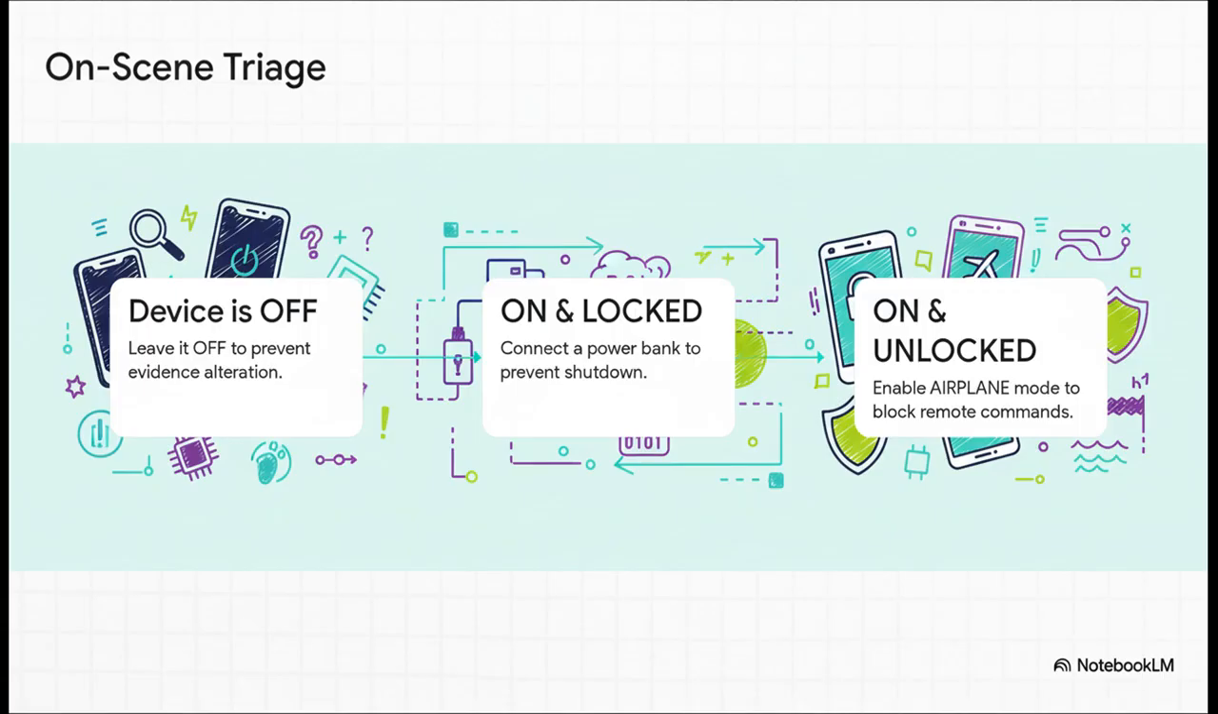Step 1, if the phone's off, you leave it off. Don't touch it. Why? Because turning it on might trigger a lock screen or even start an encryption process that locks you out forever. Now, if it's on, your number one priority is to keep it on. You slap a power bank on it immediately because if that battery dies, you're back to square one. And if you hit the jackpot and find it unlocked, boom, straight to airplane mode. That's so important because it cuts the phone off from any network, stopping the bad guys from sending a remote wipe command to destroy all the evidence.